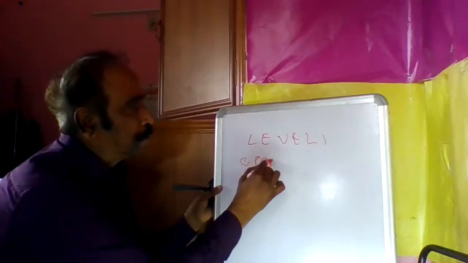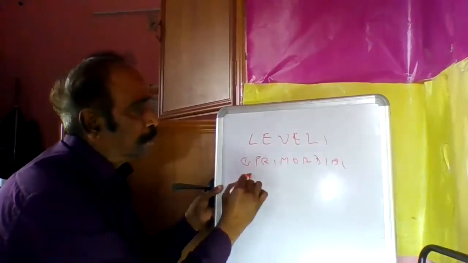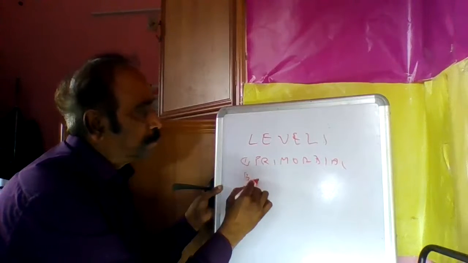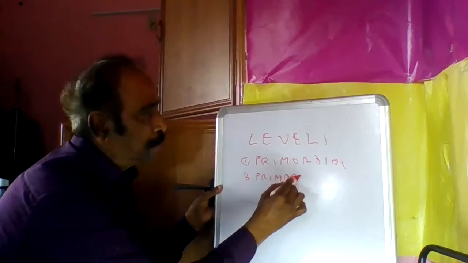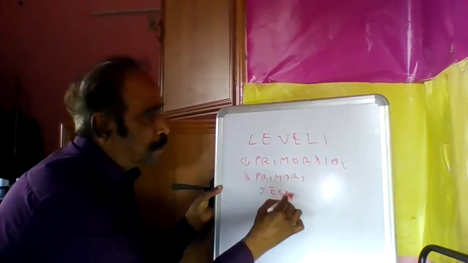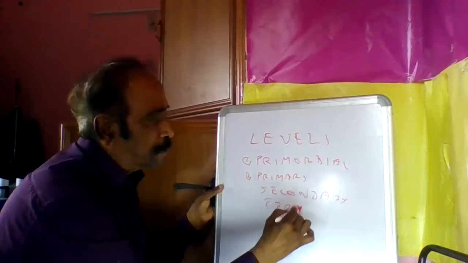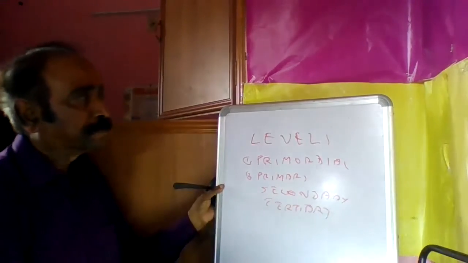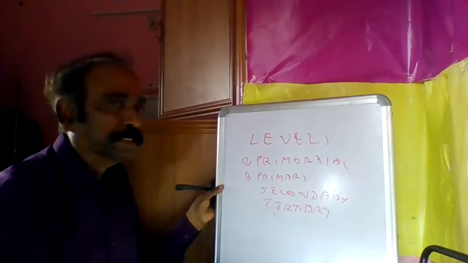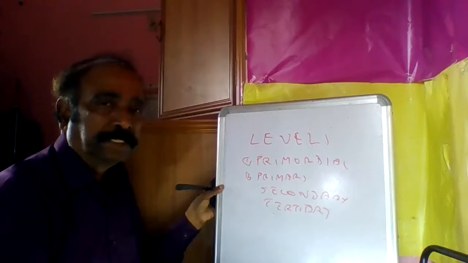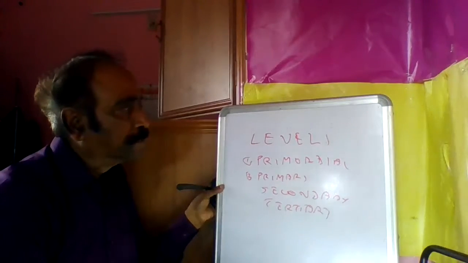Primordial, primary, secondary, tertiary. So, these are the levels of prevention. Prevention of disease means how to prevent disease.